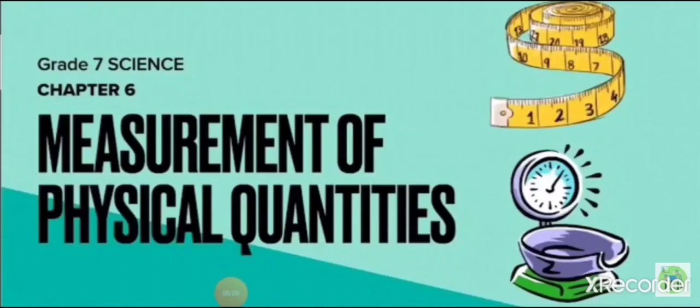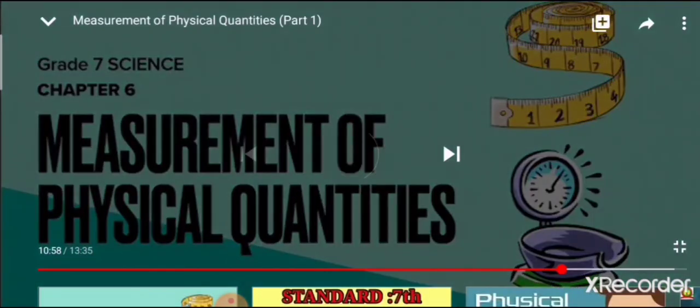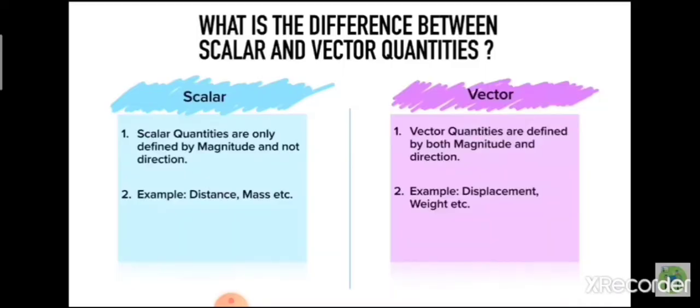Good morning students. In today's video we are going to continue our chapter number 6, measurement of physical quantities, science, class 7. In the previous video we learned the difference between distance and displacement, the meaning of distance and displacement. In today's video we are going to see the difference between scalar and vector quantities. So let us start the video.